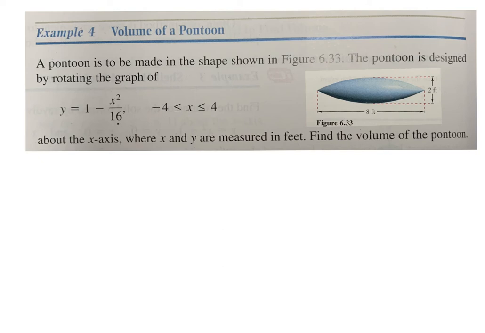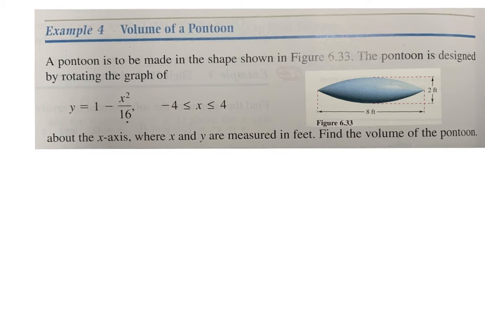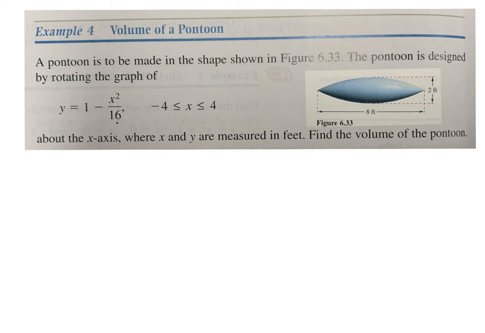So for this one, I have y equals 1 minus x squared over 16, and I want it from -4 to 4. So this function is in terms of x, right? The function itself is in terms of x. My boundaries are in terms of x. They want it to go around the x-axis, okay? So this is what's important here, the x-axis.